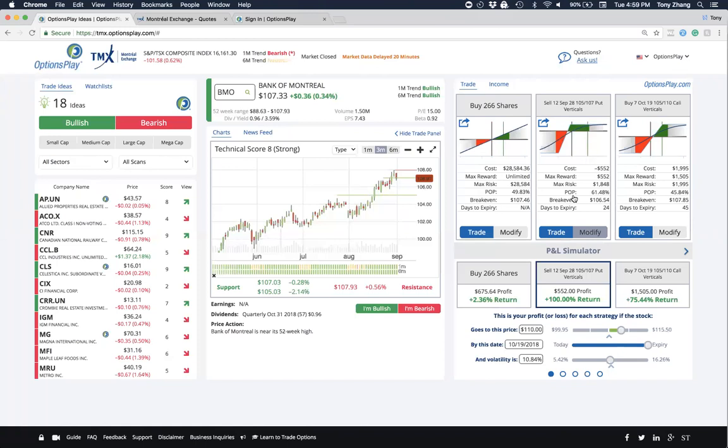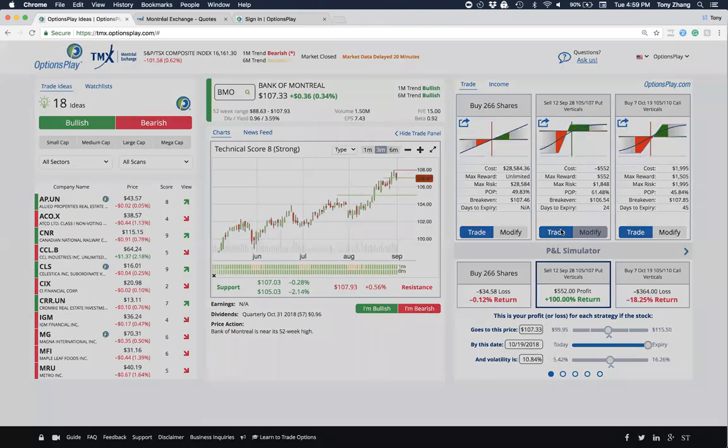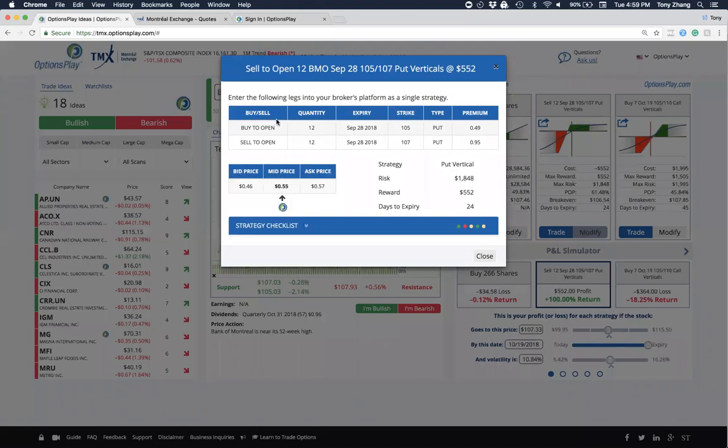Once you've identified the trade that you want to make, let's say you think BMO is not going to go much higher and you think the credit spread's the right trade, clicking on the trade button will bring up the strategy checklist. This also gives you the details on how to enter this order into your broker's platform. Regardless of who your broker is, this gives you all the details that you need to know.